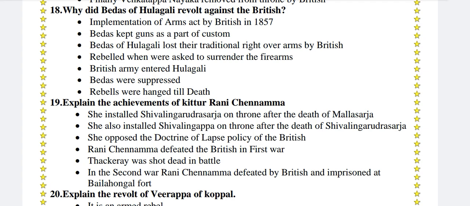Explain the achievements of Kittur Rani Chennamma. She installed Shivalinga Rudra Sarja on the throne after the death of Malla Sarja. She also installed Shivalingappa on the throne after the death of Shivalinga Rudra Sarja. She opposed the doctrine of lapse policy of the British. Rani Chennamma defeated the British in the First War. Thackeray was shot dead in battle. In the Second War, Rani Chennamma was defeated by the British and imprisoned at Bailahongala Fort.